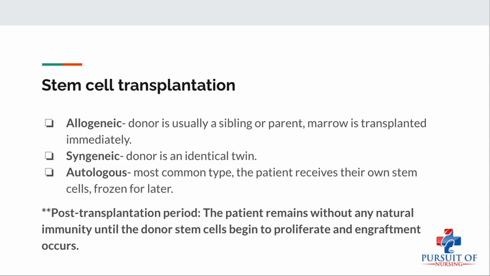And then autologous is the most common type, which is where the patient receives their own stem cells that are often frozen for later. So, in that post stem cell transplantation period, the patient remains without any natural immunity until the donor stem cells begin to proliferate and engraftment occurs. So, stem cells are very similar to blood products. They're often given through a central line or an IV infusion.